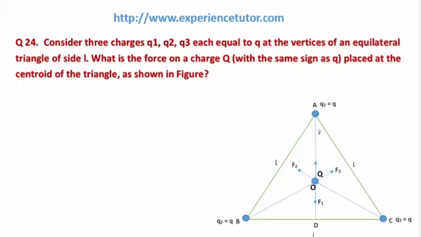Question number 24. Consider three charges Q1, Q2, Q3, each equal to Q, at the vertices of an equilateral triangle of side L. What is the force on a charge small q, with the same sign as Q, placed at the centroid of the triangle shown in the figure?